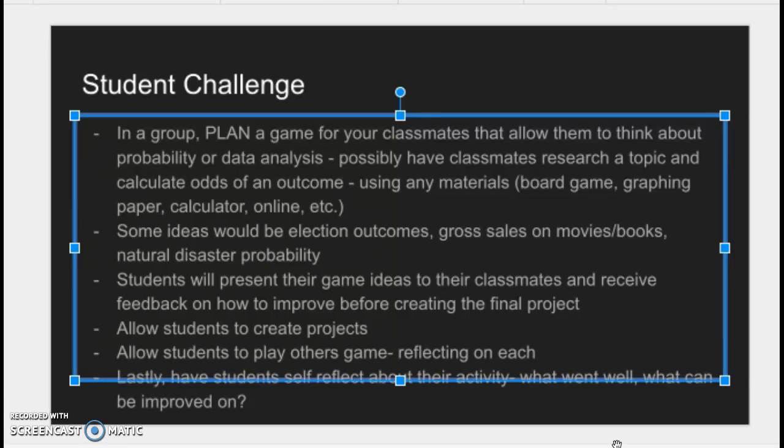There would be no formal test or anything like that for this particular project, but students are working collaboratively. They are using math skills, engineering skills, and technology skills if they choose to do so, and some will even incorporate science skills depending on what topic they're doing their game in. So this is my challenge that I would have my students do, and the step-by-step lesson that I would complete with them.